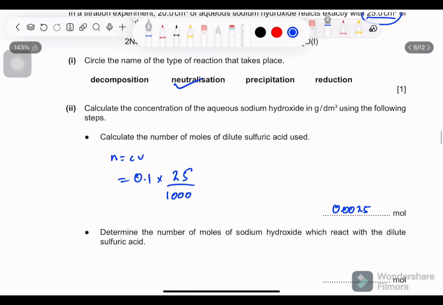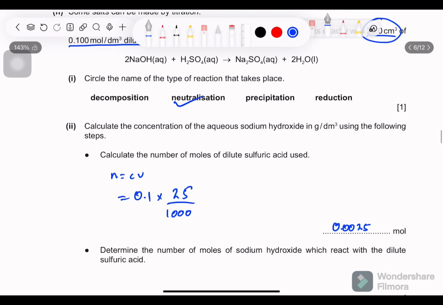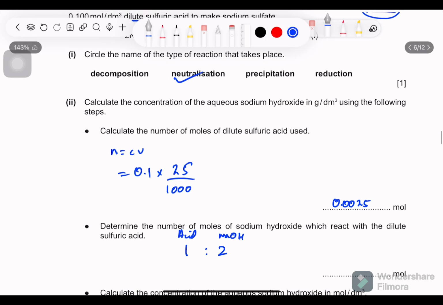Next, determine the number of moles of sodium hydroxide which react with the dilute sulfuric acid. According to the balanced equation, the mole ratio is 1 to 2, acid to NaOH. So the moles of NaOH should be double the moles of the acid. Multiplying this by 2 will give the moles of NaOH, which will be 0.005.